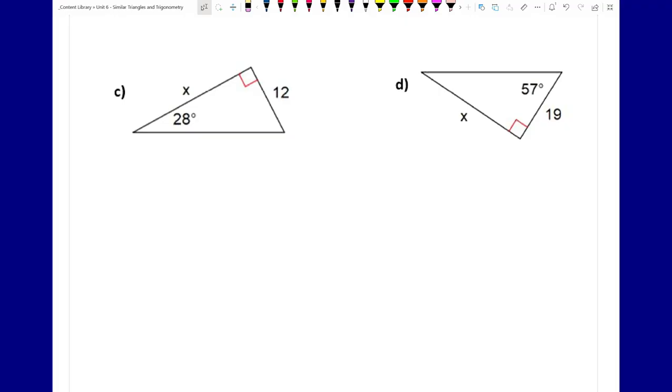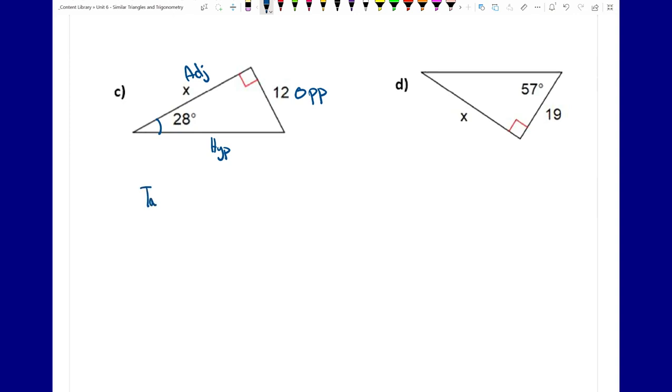So again, we're going to label our sides. Across from the right angle is our hypotenuse. Our reference angle is 28. Across from that is our opposite. Beside that is our adjacent. So I would say always start with that. Find your hypotenuse, then find your opposite, and then the last side will be your adjacent.